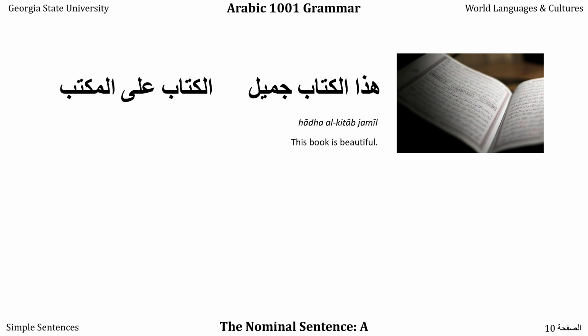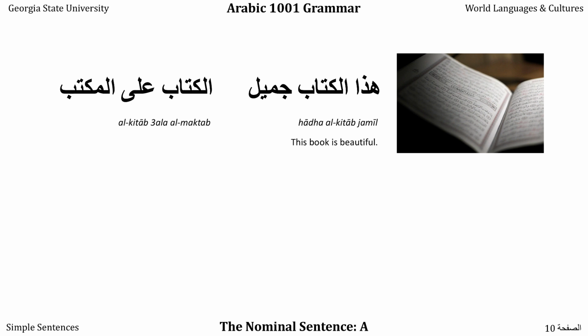Now we can do something we often do in the second half of the sentence, which is use a prepositional phrase. A preposition is a word that describes the relationship of two or more nouns in time or space. So here we have al-kitab ala al-maktab.